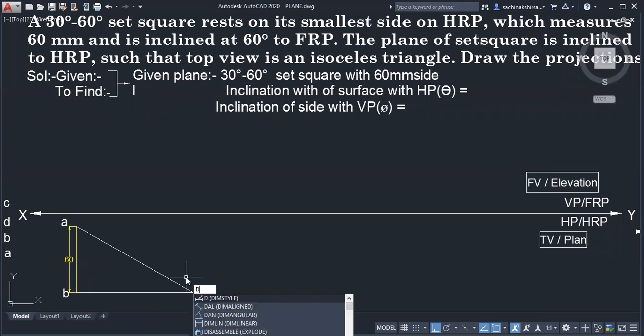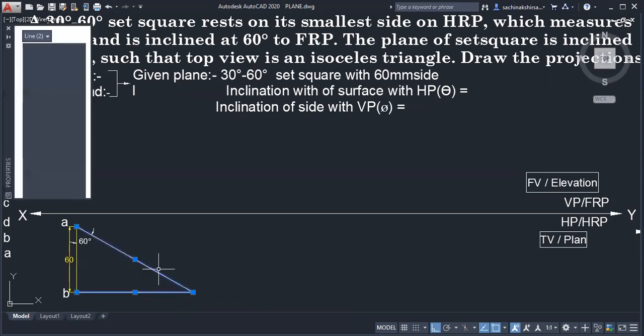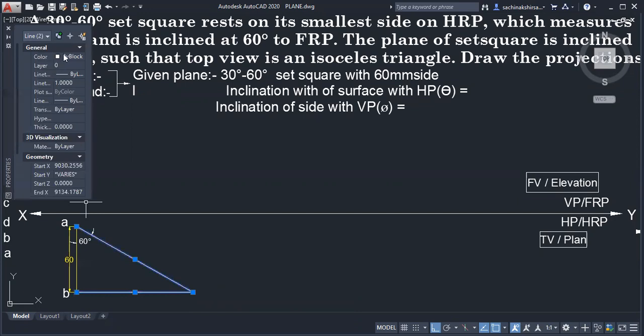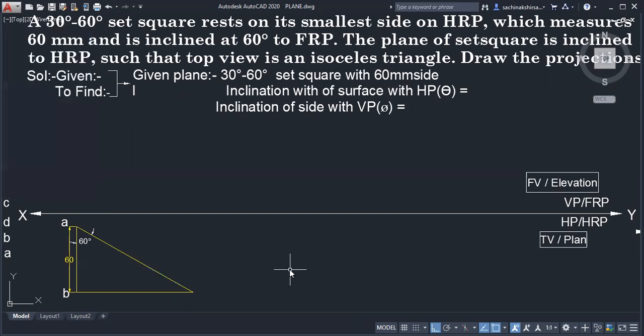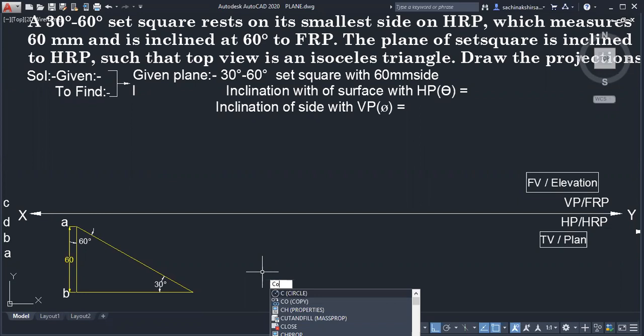So here, how much angle should it be? 30. Here it is 60, and here it will automatically be 30. So let us measure it. It should be 30, yes. So it is 30 only. So you will get a point. Which point will you get? Point C. You will get point C here.